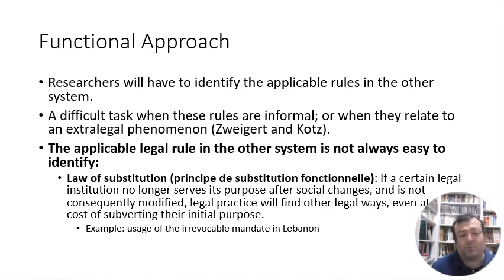I will give you a quick example: the irrevocable mandate in Lebanon, الوكيل غير القابل للعزل. It is used nowadays in certain usages for which it was not meant to be. So the population's legal practice in general is using the irrevocable mandate in ways to substitute for other functions, especially because those other functions are not working correctly in the context of the Lebanese economical situation.